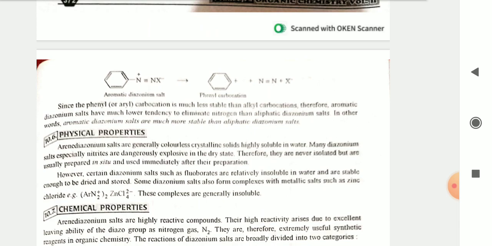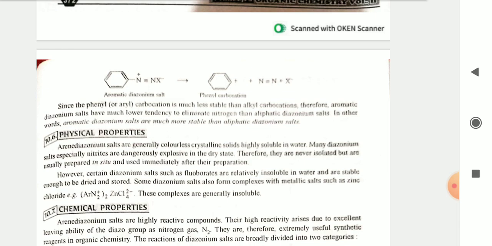Similarly, aromatic diazonium salt will give phenyl carbocation plus N triple bond N plus X negative. Since the phenyl or aryl carbocation is much less stable than alkyl carbocation, aromatic diazonium salts have much lower tendency to eliminate nitrogen than aliphatic diazonium salts. In other words, aromatic diazonium salts are much more stable than aliphatic diazonium salts.